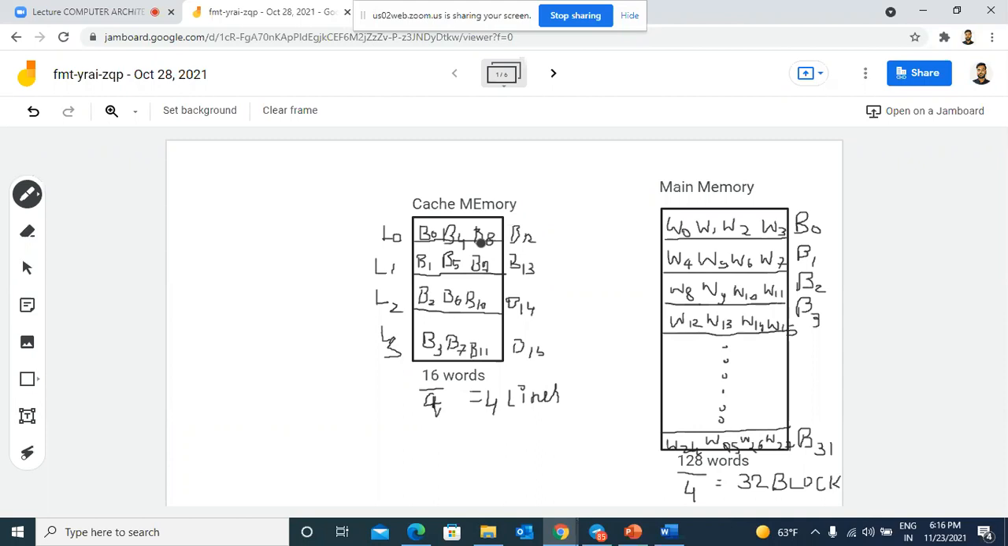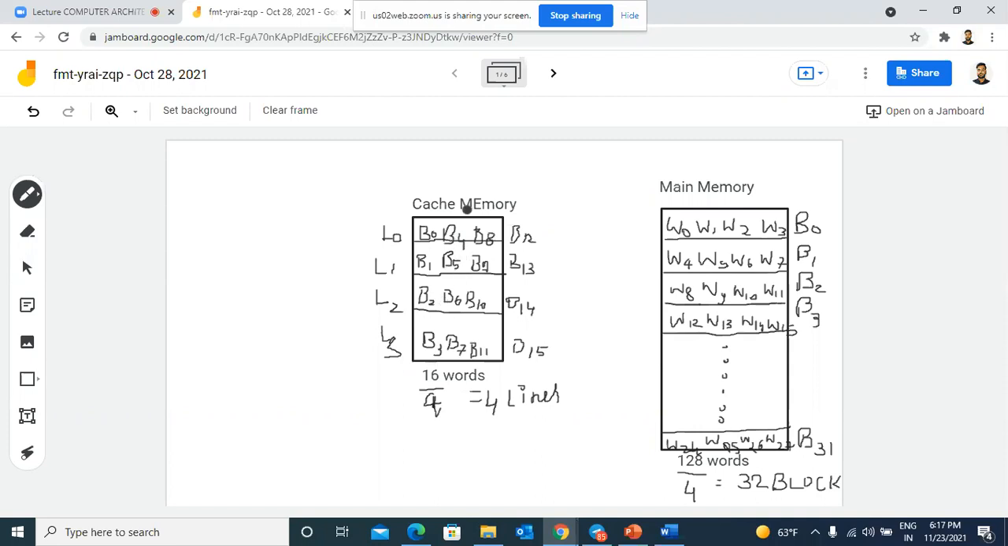The first mapping technique is direct mapping. How we use mapping, how we fetch the data, and how a cache stores the data. As you know, cache memory size is very low, but your main memory size is very high. So how does it fetch all the data, how does it fetch the specific data? That's because of mapping.